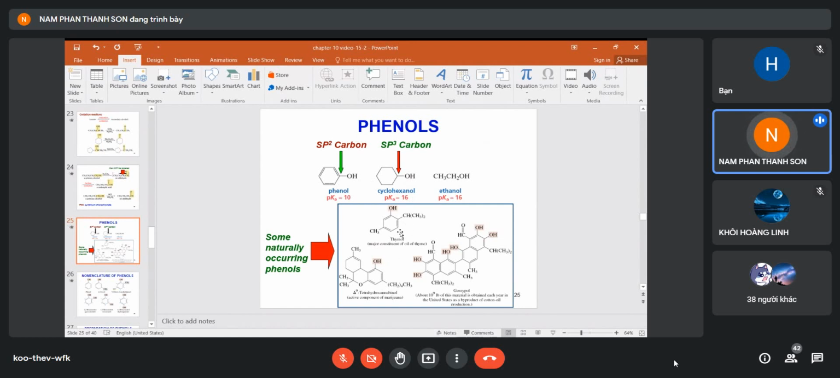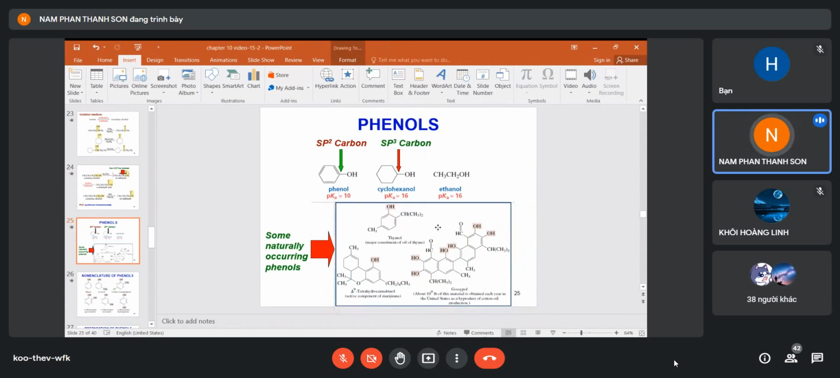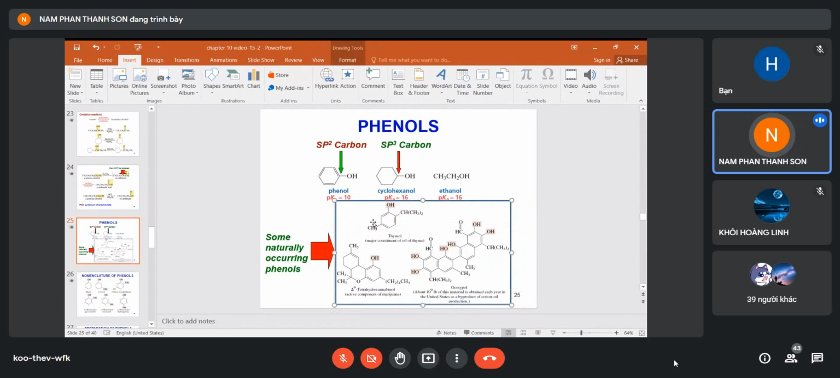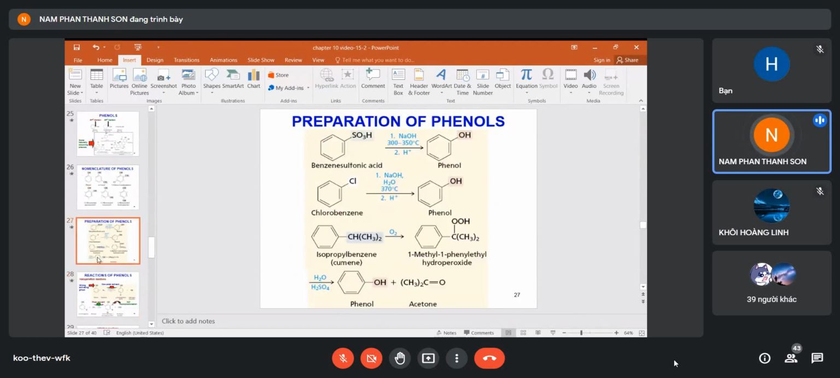For example, we have thymol here. This is a phenol, and this is a phenol, and this is also a phenol. So actually it is a polyphenol. We have many OH groups connected to the aromatic ring, and of course, phenol is a phenol. It's the name of a family, the phenol family. Okay, so that is phenol. You can read about the names of phenols at home.